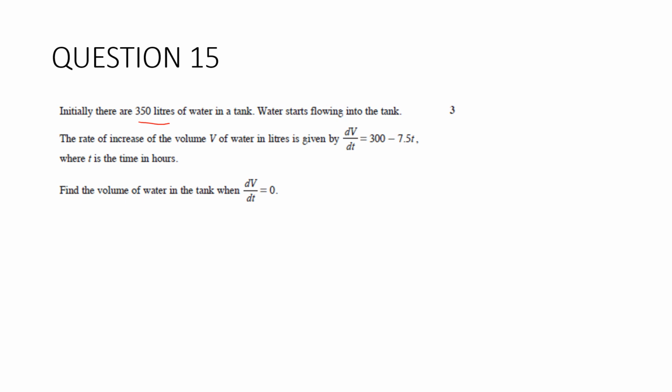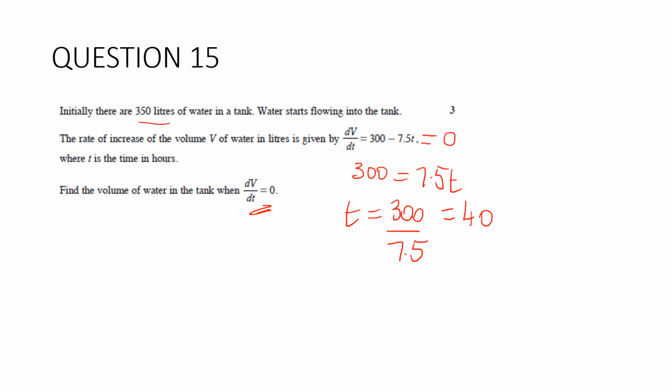Okay, so we need to first figure out when this is going to happen, and that's easy. We're just going to put this equal to 0. So 300 is equal to 7.5t. t is equal to 300 divided by 7.5, which is 40. And what are the units here? Hours. Find the volume of water in the tank when t is equal to 40.